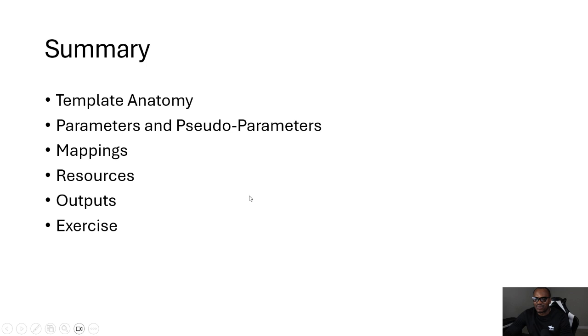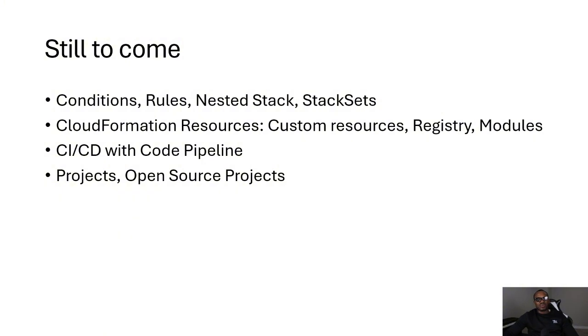In summary, we have looked at template anatomy. We have looked at parameters and pseudo parameters. We have looked at mappings, resources and outputs. We have said our resources are the mandatory part of every template, and we have done an exercise today to see all these template contents. In subsequent videos, we'll be looking at conditions, rules, nested stacks, and stack sets, and we'll look at some CloudFormation resources online that you can take advantage of when you are writing your template, the registry modules.